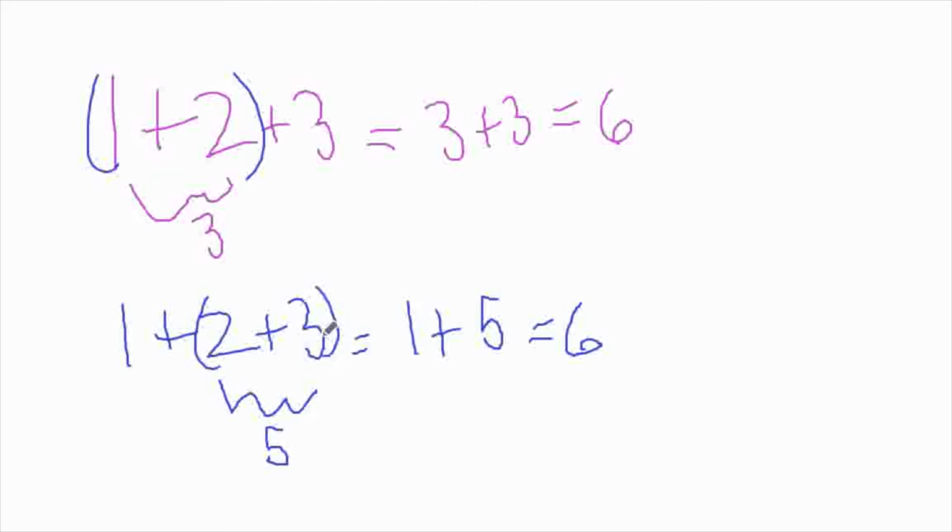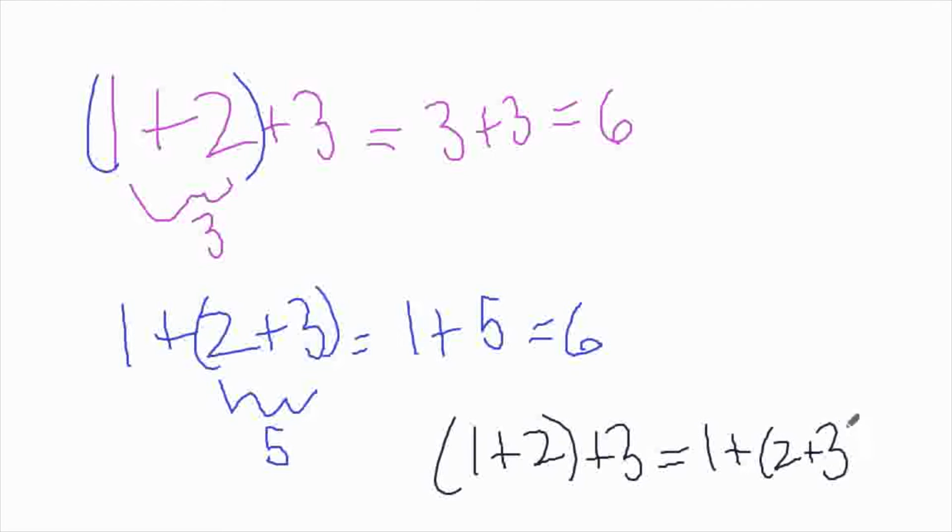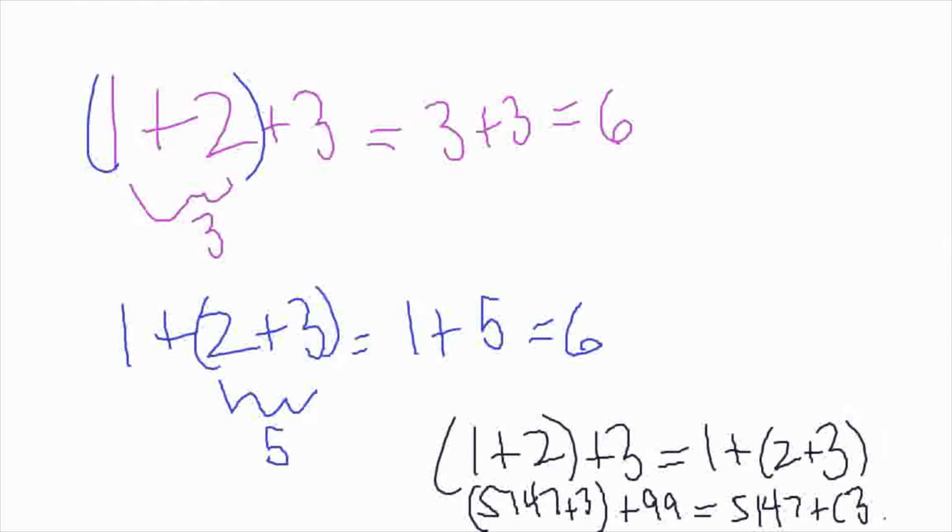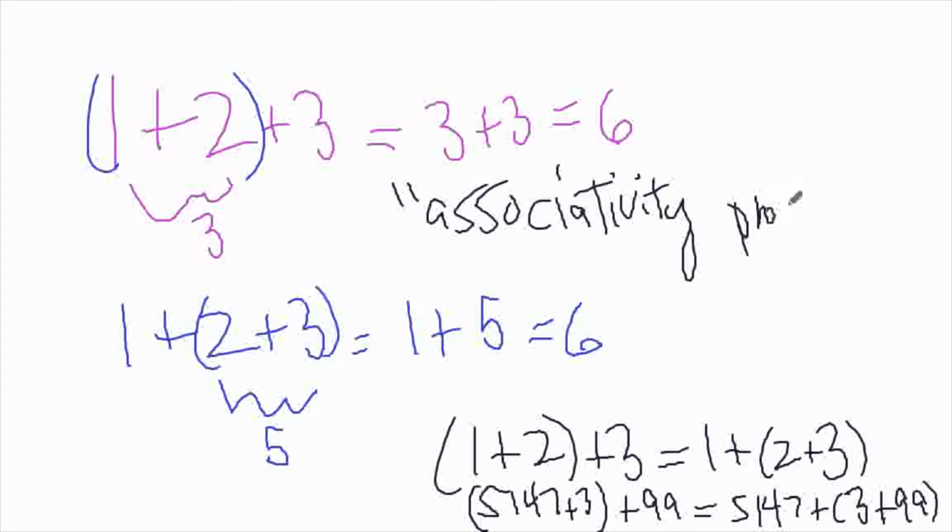So all of that is to say the following pattern. If you add the first pair, or if you add the last pair, it doesn't matter. And this pattern is true for any numbers. So if I had 5,147 plus 3 plus 99, that doesn't matter which pair I add first. That's equal to 5147 plus 3 plus 99 with the parentheses placed differently. See that? If you want to know, this is called the associativity property. We say that addition is associative.